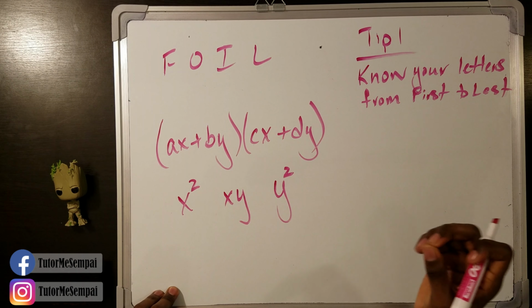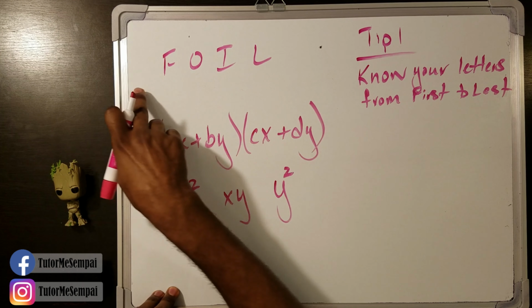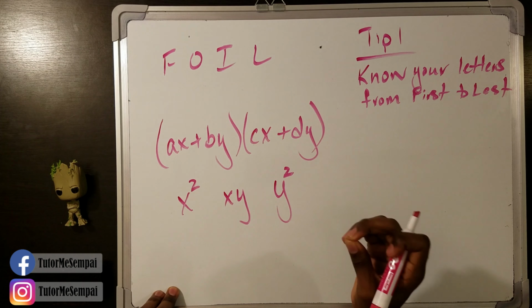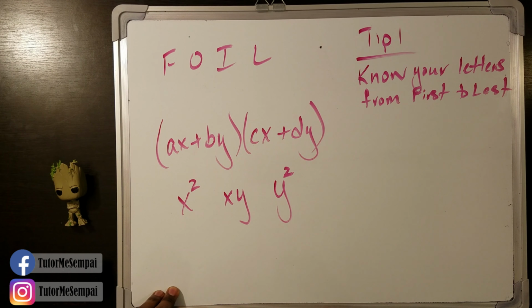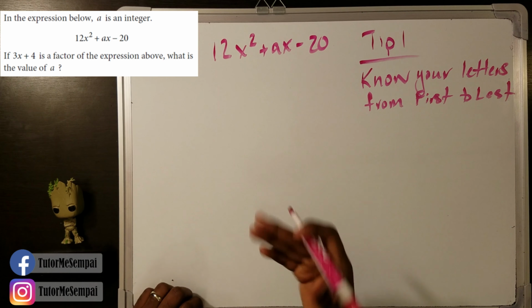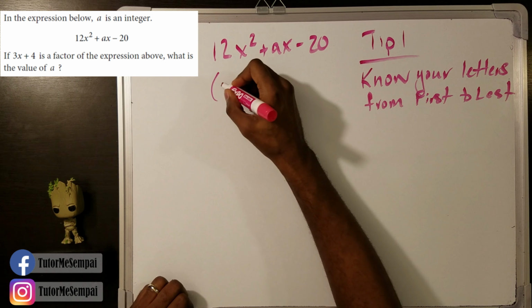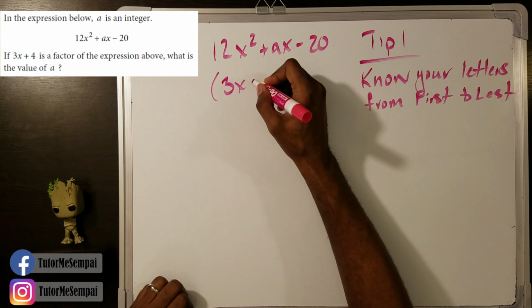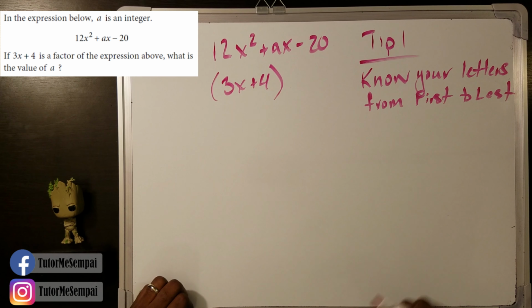So really try to understand your letters from first to last: first, outer, inner, last, and understand how you can use these without always having to do the FOIL method. So let's say we have this question here, in which we're given the expression 12x squared plus ax minus 20, and we're told that we have a factor of 3x plus 4. We're trying to find out what is the value of a.